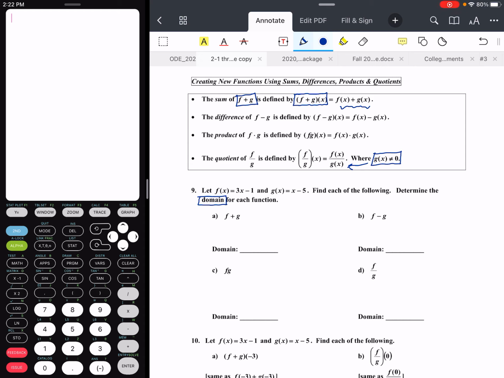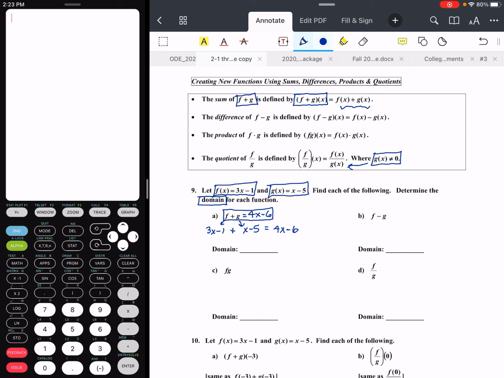Okay, so for number 9, it says let f of x equal 3x minus 1 and g of x equal x minus 5. Find each of the following. So part A says find f plus g. So your f function is just 3x minus 1. Your g function is x minus 5. You're adding those together. We're basically just combining like terms here mechanically. So 3x plus x gives me 4x. Negative 1 plus negative 5 gives me negative 6. So f plus g equals 4x minus 6.